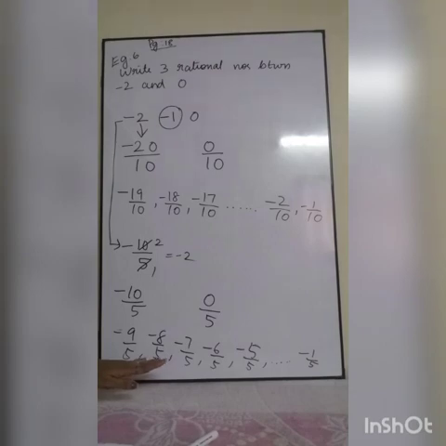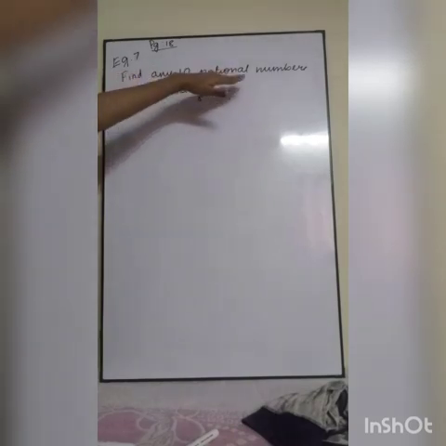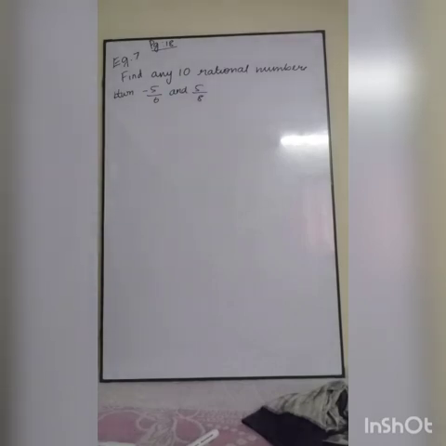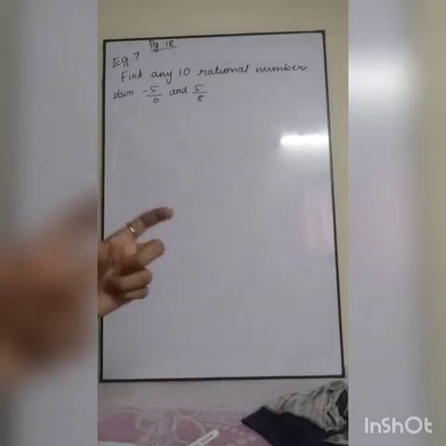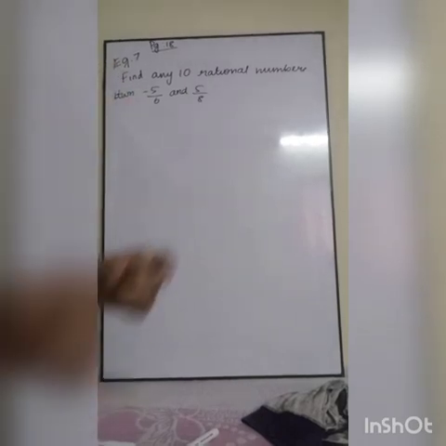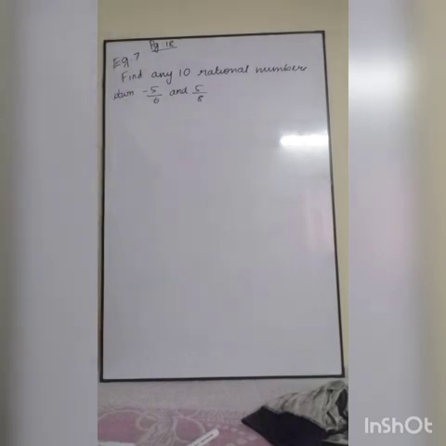Okay, children. Next you can take example 7. See, in that they are asking you to find any 10 rational numbers between minus 5 by 6 and 5 by 8. Listen, in the last question they asked you to find 3 rational numbers between minus 2 and 0. It is like integer numbers, so we converted that number to fraction and found them. But here it is already in fraction, so it is very difficult for us to calculate like that. So I will give you an easy method for calculations.